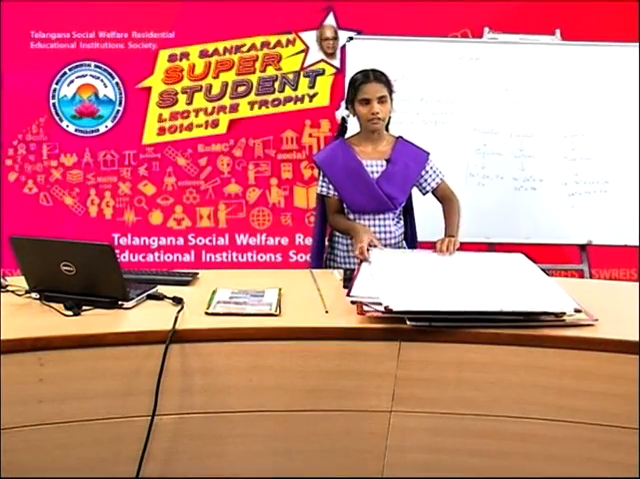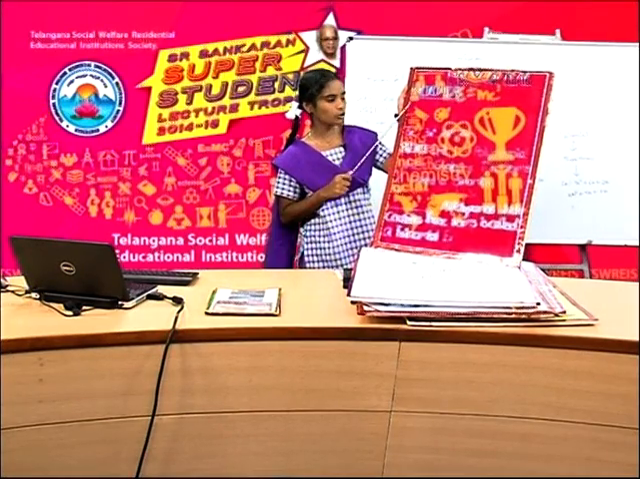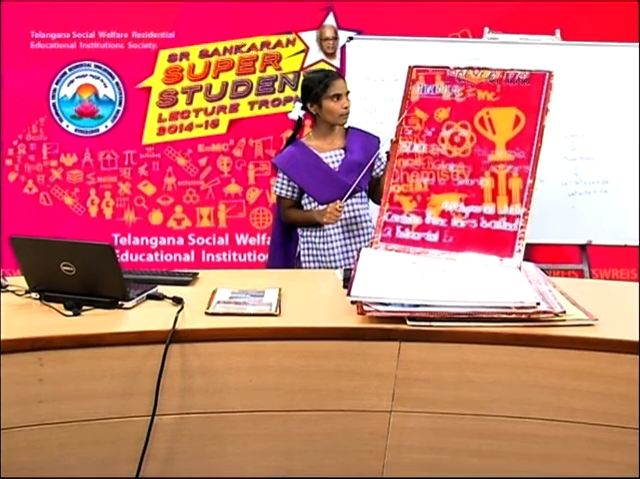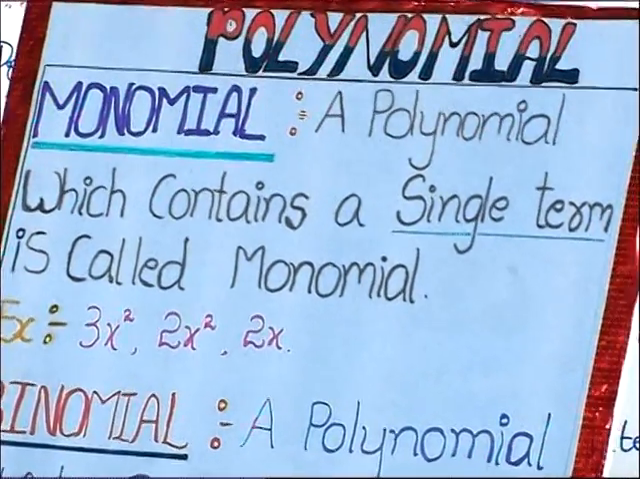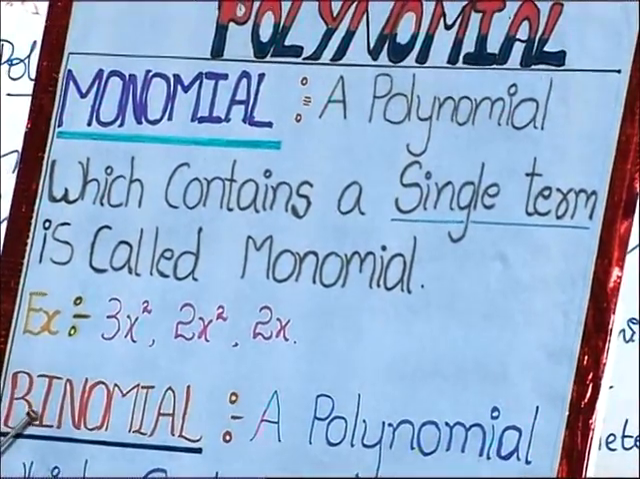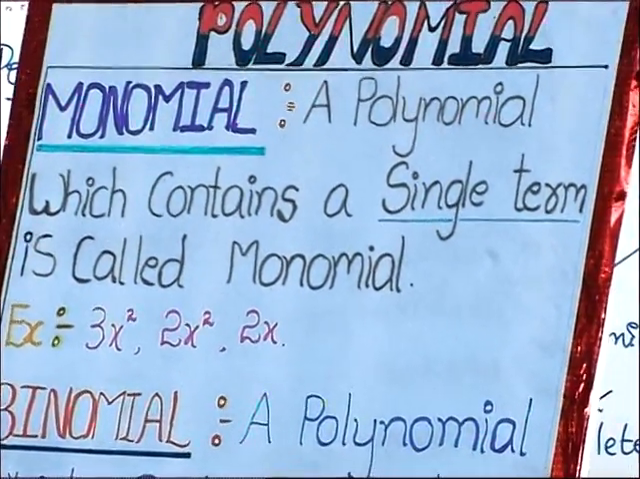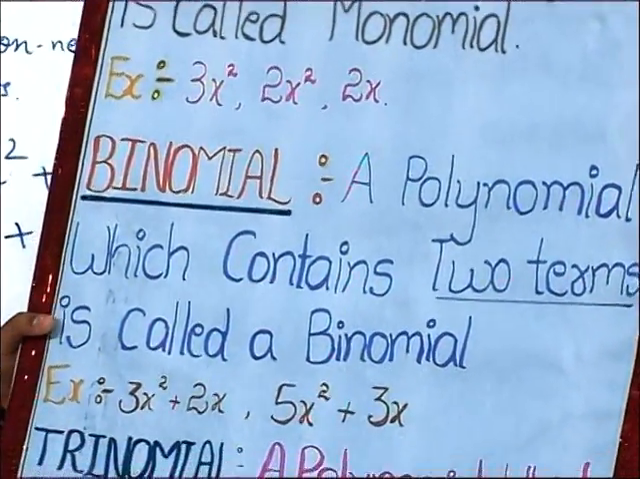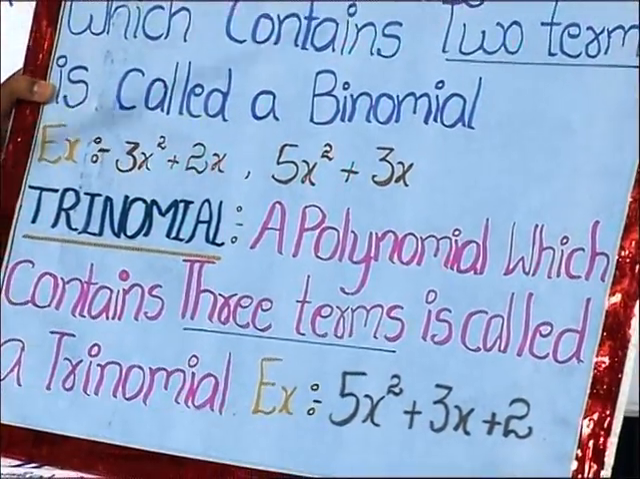Friends, if you see this chart, in this chart we have monomial, binomial and trinomial. The examples of monomial are 3x square, 2x square and 2x. The examples of binomial are 3x square plus 2x and 5x square plus 3x. The trinomial example is 5x square plus 3x plus 2x.